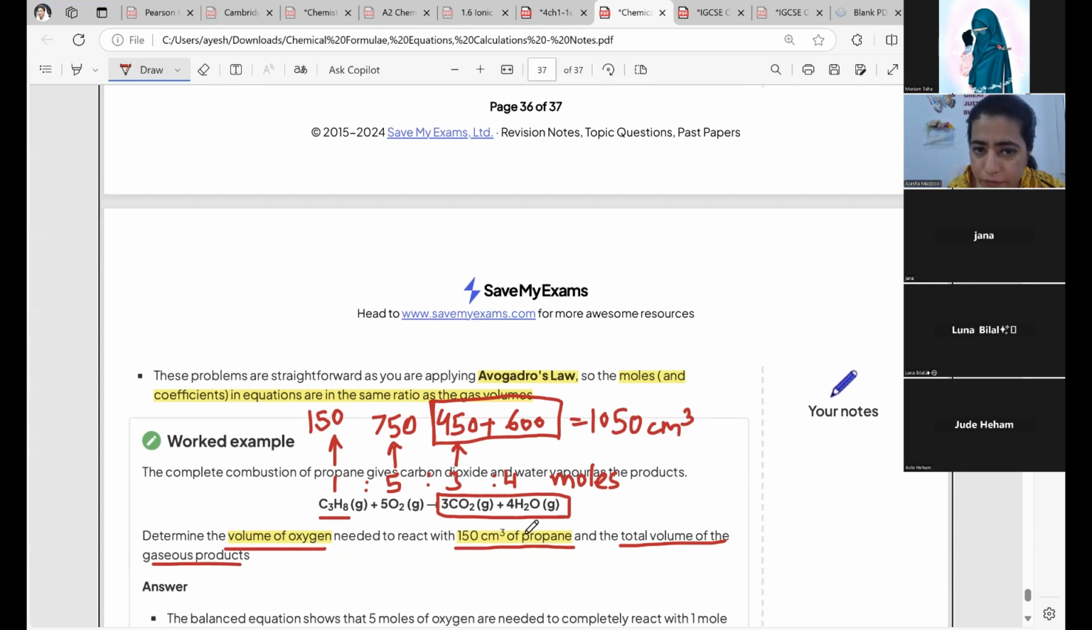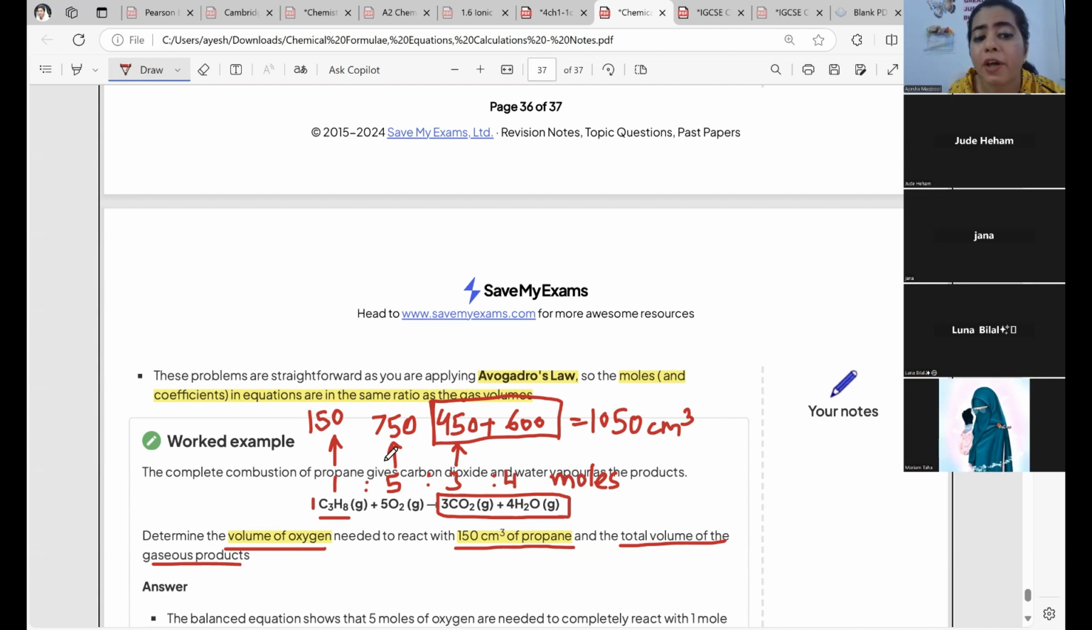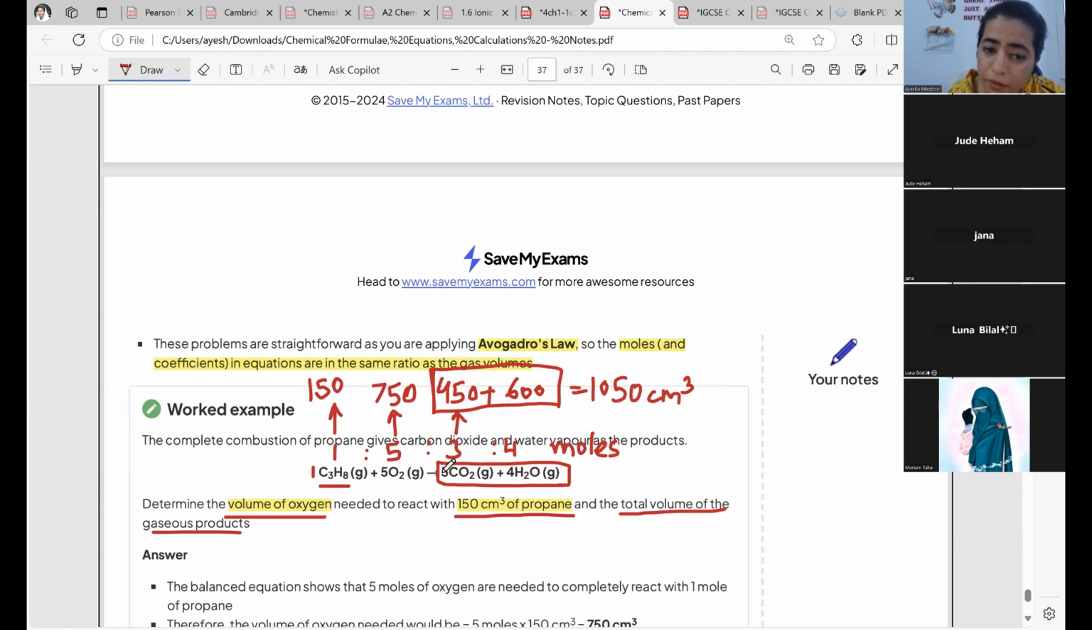Miss, to get 150, why did we multiply this C3H8 with 5 to get 150? Because C3H8 is 1 mole, the coefficient is 1 here, and oxygen is 5 here. So 1:5. It means whatever the volume of C3H8, oxygen is 5 times more. So by the ratio, we multiply with 5 to get the volume of oxygen here.